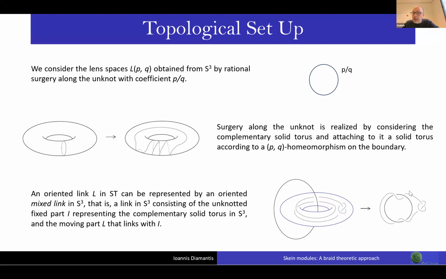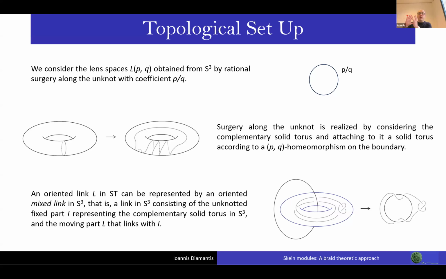So here is a mixed link that represents a link in the solid torus. Of course, as I said before, this is the intermediate step before you go to the lens space. In order to go to the lens space, you also have to consider the surgery description of the lens space, which we will soon see how we can translate for mixed links.